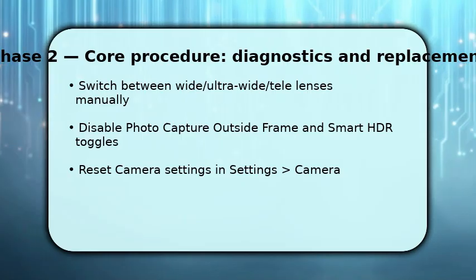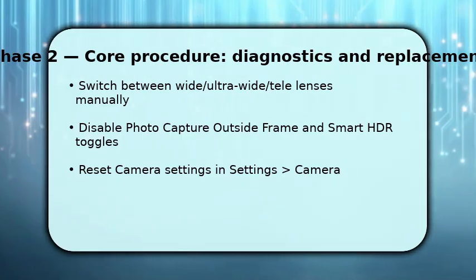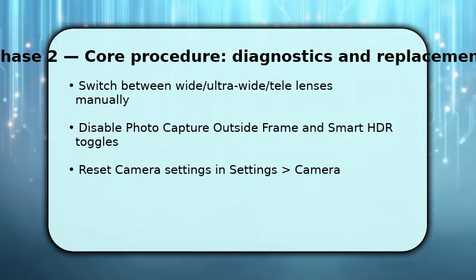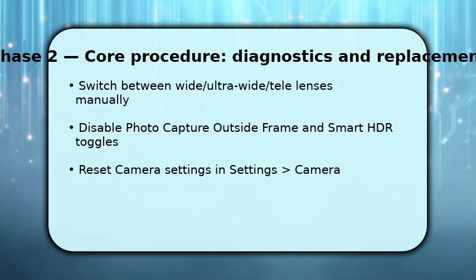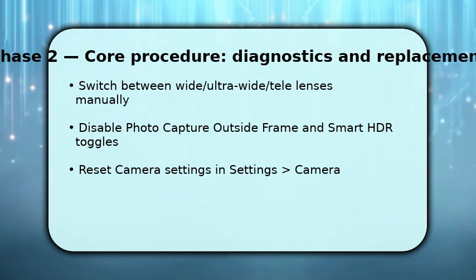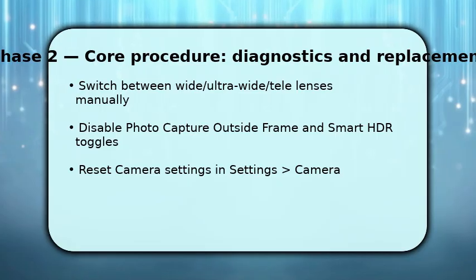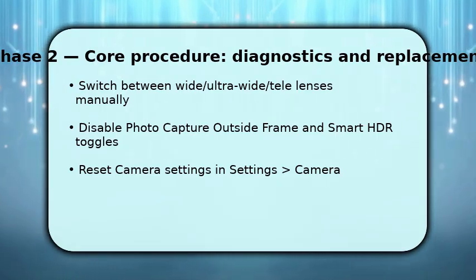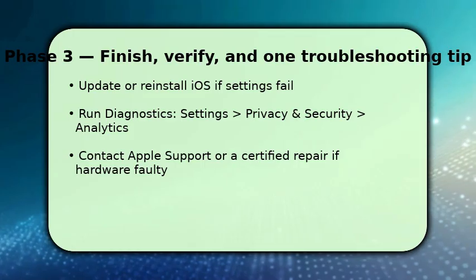If inconsistent, reset camera settings inside Settings Camera to restore defaults. Make sure to retry zoom after each change, so you can pinpoint which setting or lens caused the issue before moving to hardware checks. You finish by applying system-level remedies.